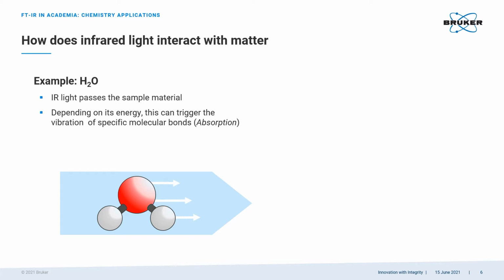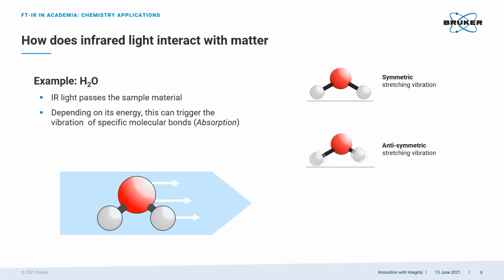On the right, you can see the most common kinds of vibration that we study with IR spectroscopy. From top to bottom, it's the symmetric and antisymmetric stretching vibration and the deformation vibration. In the early days of IR spectroscopy, this was done by going through each infrared wavelength individually, a really time-consuming process. Today, however, we use FTIR to make this a lot easier.